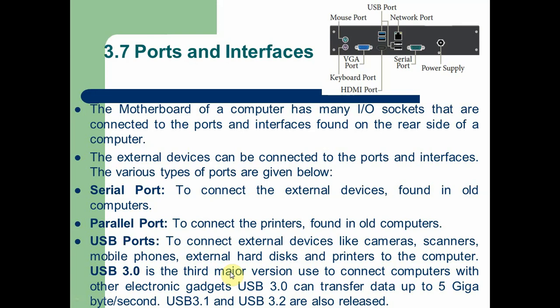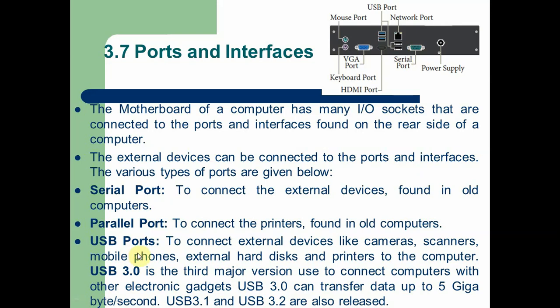Next one is ports and interfaces. Of course we know a port is the place where data is transferred from one unit to another unit. There are different types of ports used in a computer. The motherboard of your computer has many IO sockets that are connected to ports and interfaces found on the rear side of a computer. External devices can be connected to ports and interfaces. The various types of ports are serial port, parallel port, and USB port, as you can see in the image.